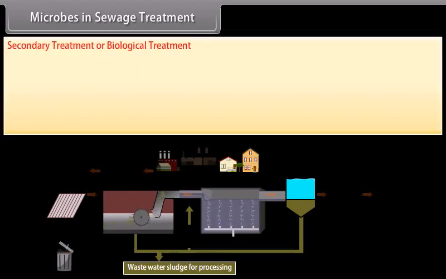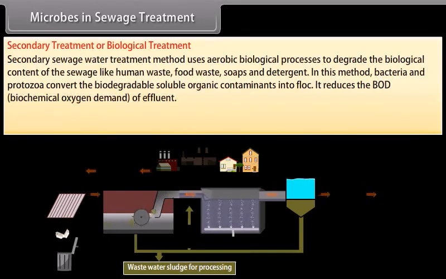Secondary treatment or biological treatment. The secondary sewage water treatment method uses an aerobic biological process to degrade the biological content of the sewage like human waste, food waste, soaps and detergent. In this method, bacteria and protozoa convert the biodegradable soluble organic contaminants into floc. It reduces the BOD, that is, biochemical oxygen demand, of the effluent.